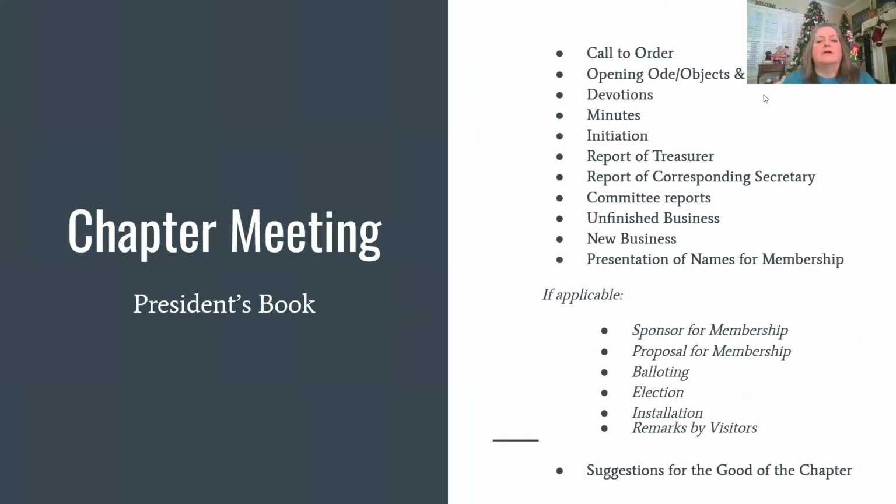Chapter meeting. So when you are looking at the overview of a chapter meeting, the first thing is call to order, opening ode, objects and aims, devotions. Recording secretary gives the minutes. If there's an initiation, that happens next. Then the report of the treasurer, report of the corresponding secretary, any committee reports, your unfinished business, your new business, and then presentation of names for membership.